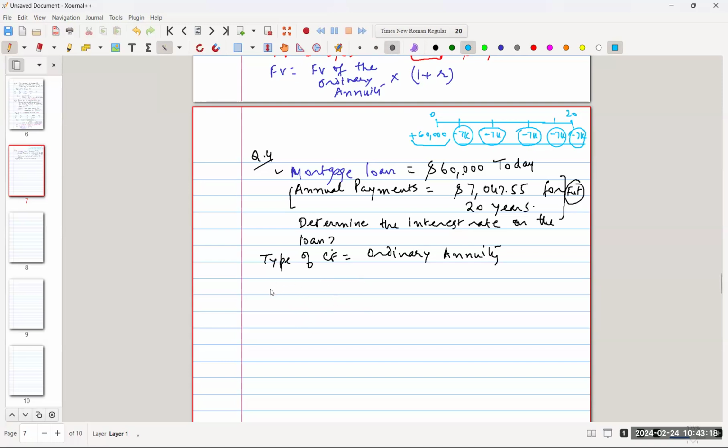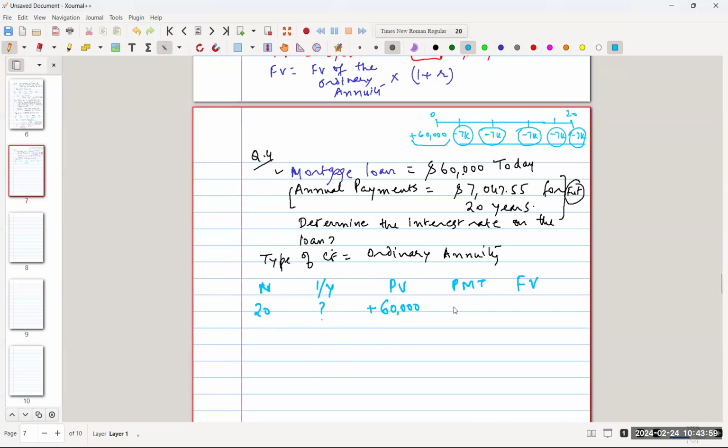So the question then becomes this. Let's write down our calculator key format. We have N, we have I/Y, we have our present value, we have our payment, and we have our future value. So what is known? We have taken a loan today. So $60,000 we get into our account today, so plus 60,000. How long is the loan for? 20 years. Interest rate, we don't know. That has to be determined.